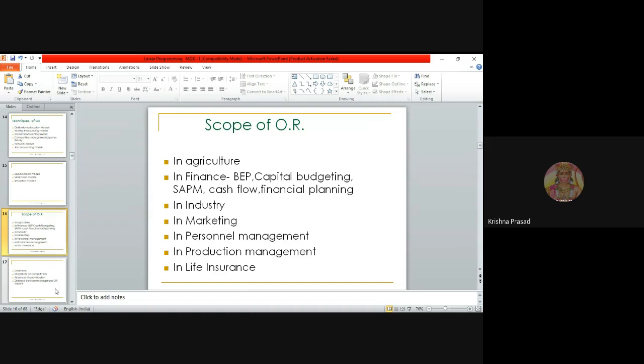The next one is finance. In finance, we come across capital budgeting. Another important thing is SAPM, security analysis and portfolio management. How is it helpful? You can develop a portfolio when you are investing your money. Once you develop a portfolio, you can start to invest money and see what total profitability is going to happen in future. So it helps you develop portfolio management, and financial planning also.